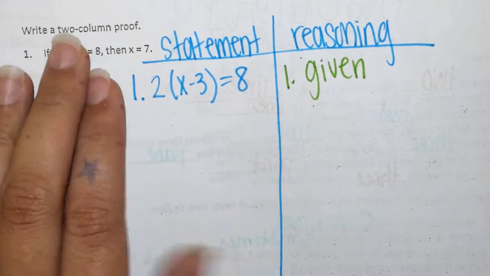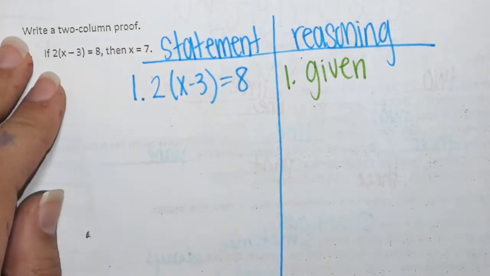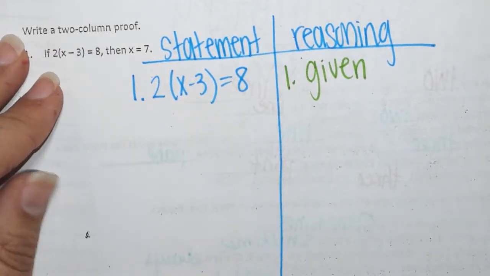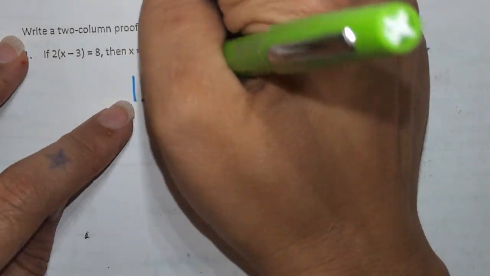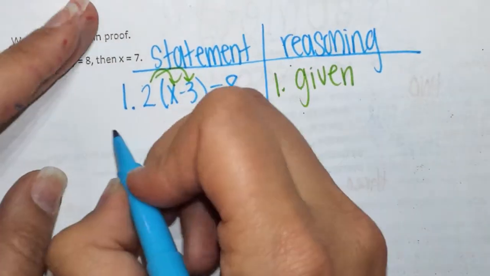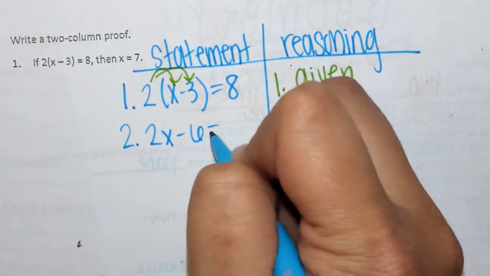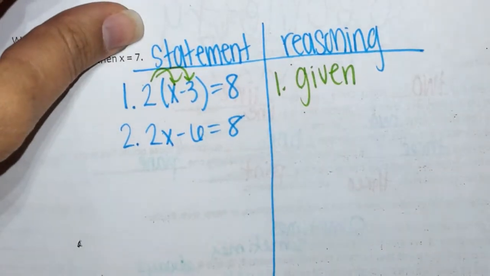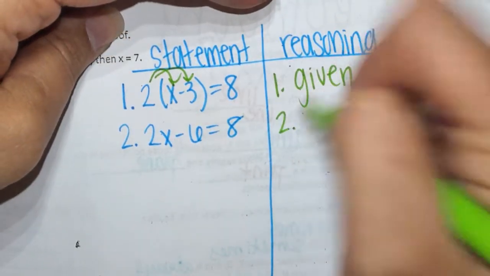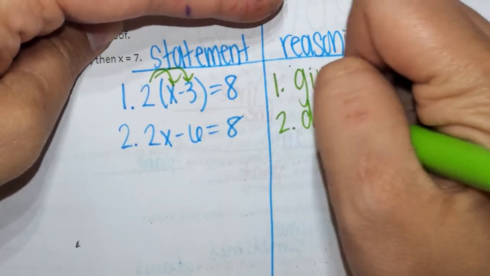Now, can anybody tell me, when we are solving this, what would we do next? Caitlin? You would distribute. So you would distribute the 2 to the x and the 2 to the negative 3, and what would that become? 2x minus 6. Good. And that is the distributive property. So over here, you're going to write distributive property.